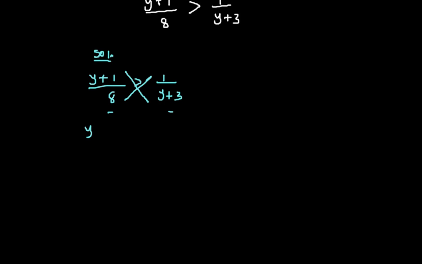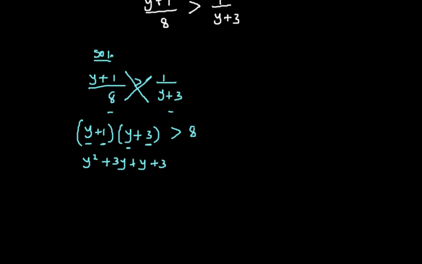To achieve that, we put them in brackets. y plus 1 times y plus 3 greater than 8 times 1, which is 8. Does this make sense? So we need to open these brackets. y times y will give us y squared. y times 3 will give us 3y, plus 1 times y will give us plus y, plus 1 times 3 will give us plus 3. And we have greater than 8.